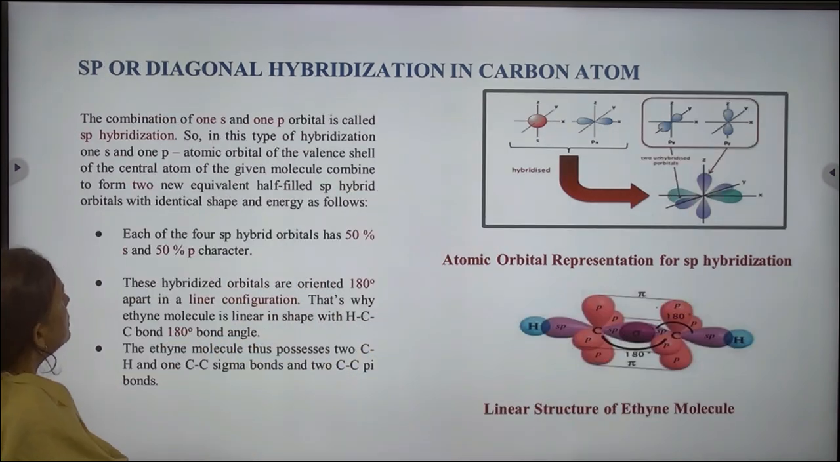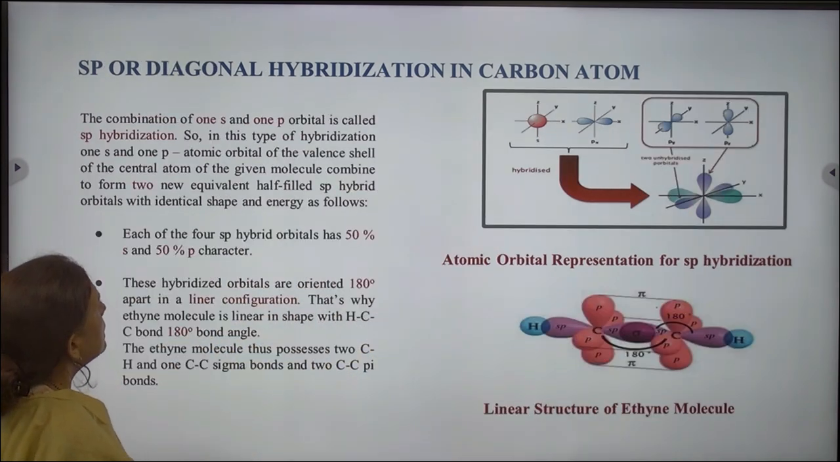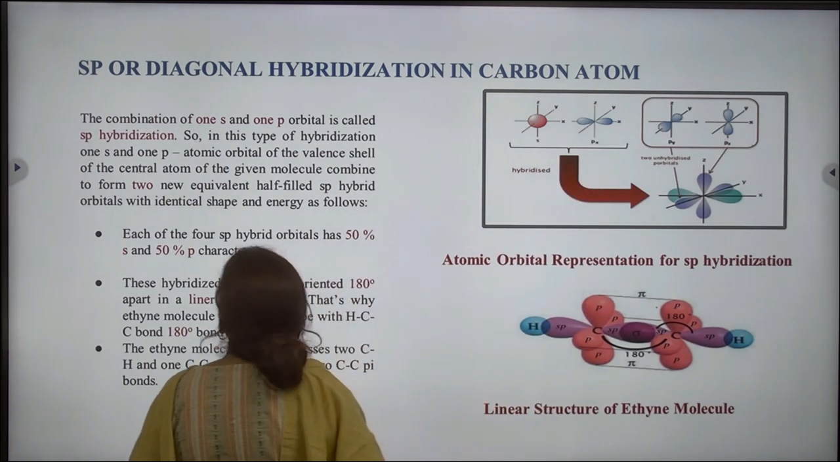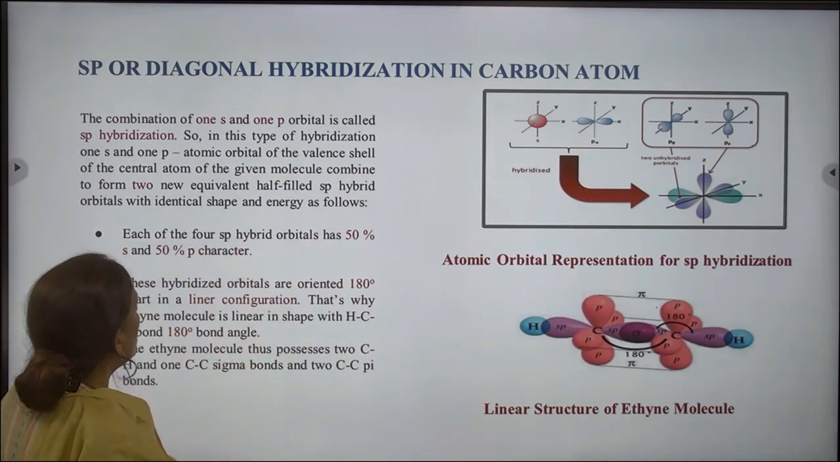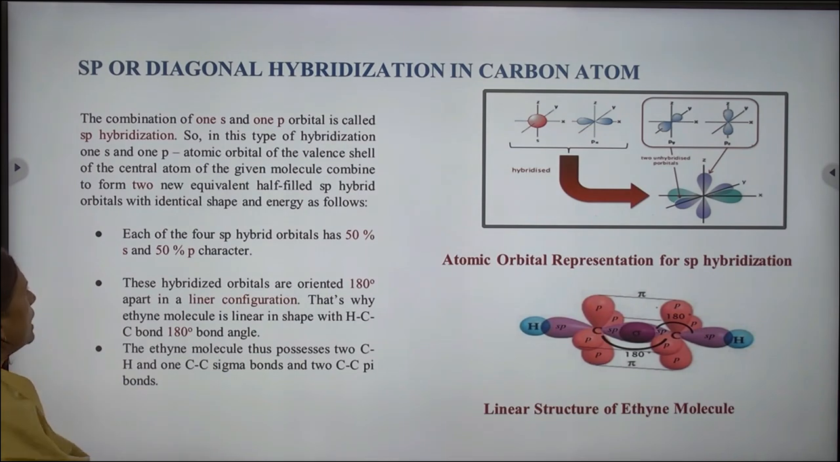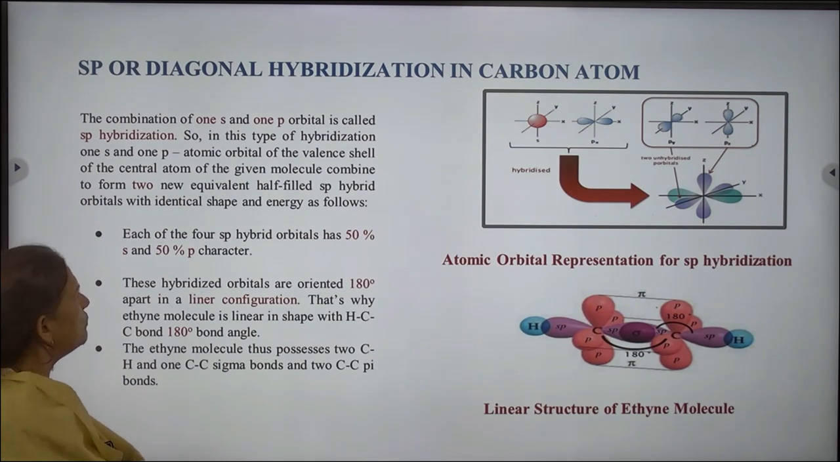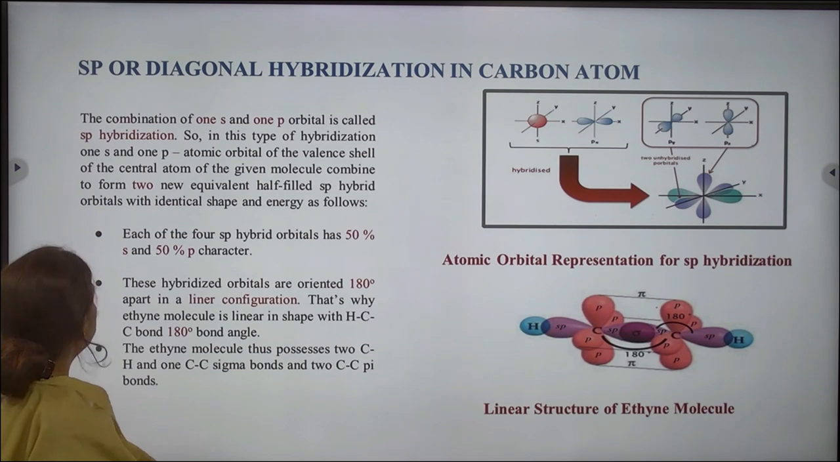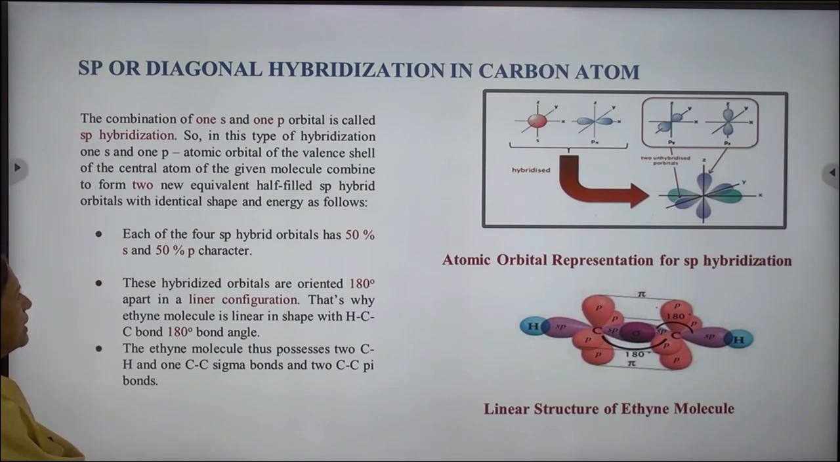sp or diagonal hybridization in carbon atom. The combination of one s and one p orbital is called sp hybridization. So in this type of hybridization, one s and one p atomic orbital of the valence shell of the central atom of the given molecule combine to form two new equivalent half-filled sp hybrid orbitals with identical shape and energy.